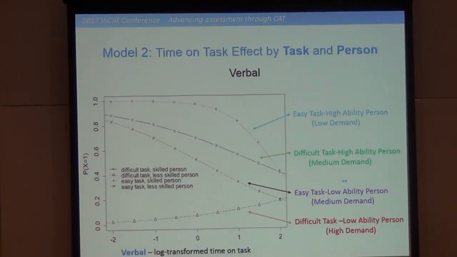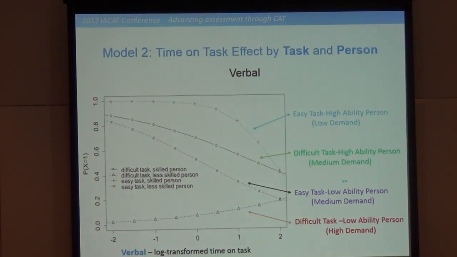And this triangle line means when a low ability person encounters difficult tasks. We can see that generally speaking, it is no longer negative, but even with the increase of time, it becomes positive. And we call it high demand. For the plus line, we call it low demand. In the middle are a high ability person encountering difficult questions and a low ability person encountering easy tasks. The response is just in the middle. I also want to introduce that the horizontal line refers to the log-transformed time on task.